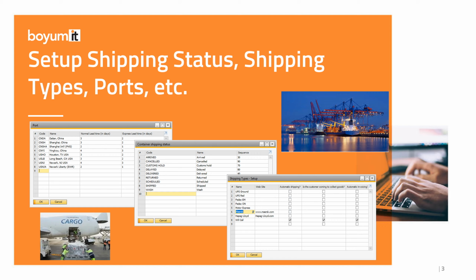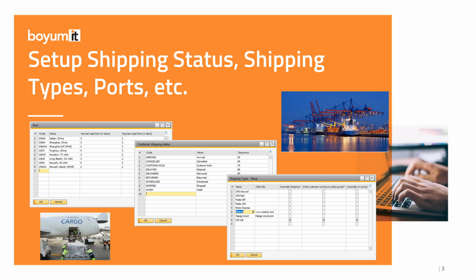The ports include normal lead time and express lead time. So in this case, it normally takes 3 days to process material in the Shanghai port, and it typically takes 2 days to process material in Newark Airport. However, if we choose to request expedited processing, then our lead time is indicated under Express.